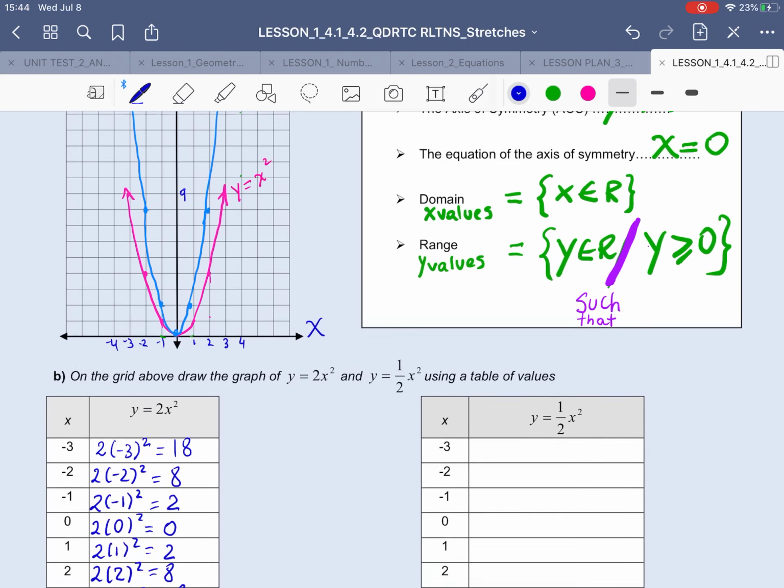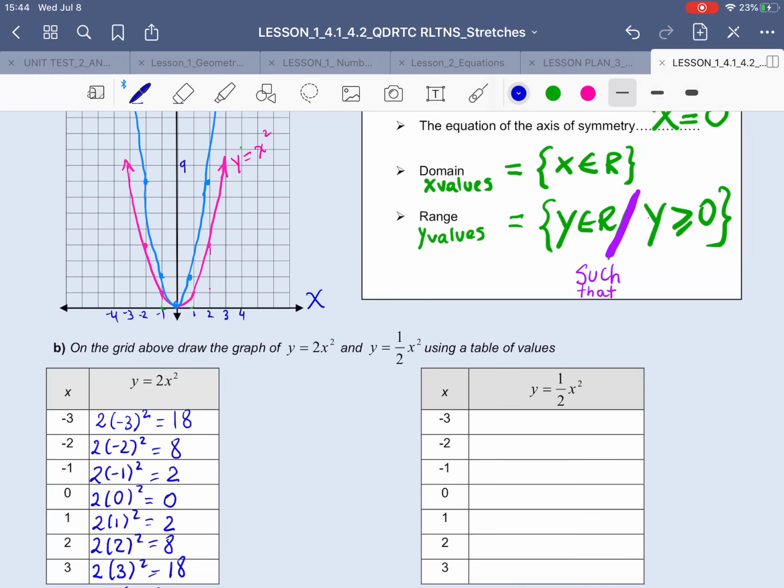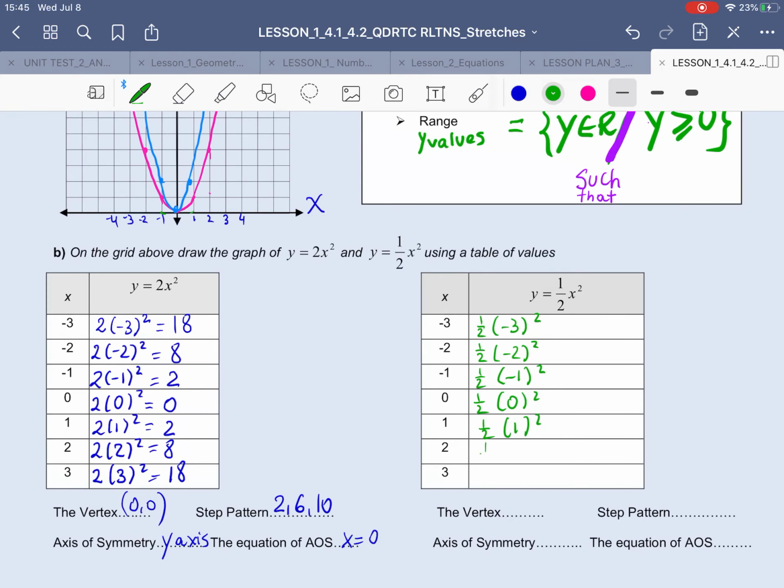And now let's do the last graph. The graph of 1/2 x squared. So for this, we're going to use color green. So that means we have 1/2 of -3 squared, 1/2 of -2 squared, 1/2 of -1 squared, 1/2 of 0 squared, 1/2 of 1 squared, of 2 squared, and 3 squared.